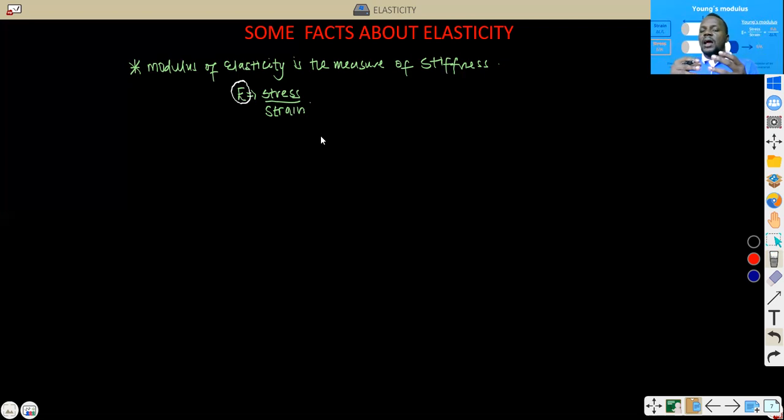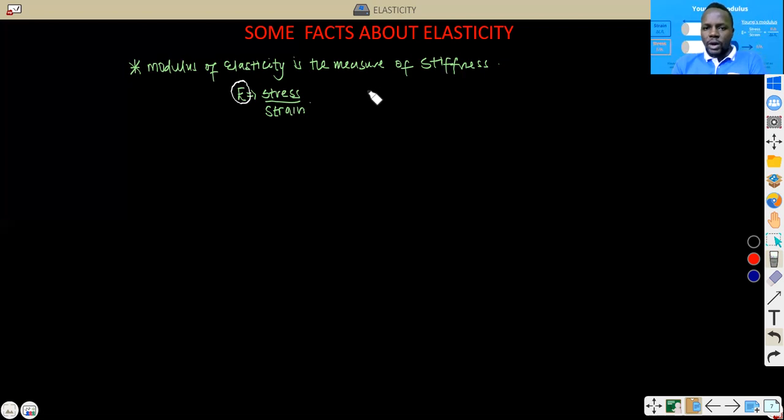Now, the apparent change in the new length divided by the old length, we call the strain, which we have already studied. But what I'm trying to bring out here is a little more understanding of the concept. Now, let us quickly look into this.